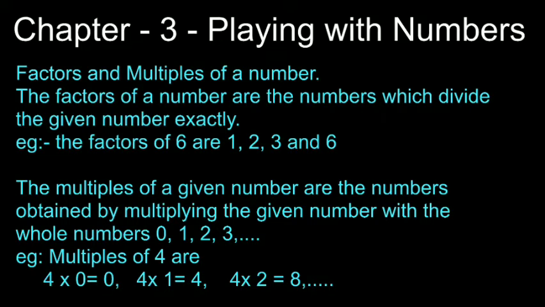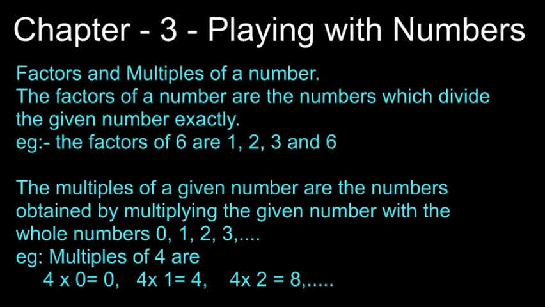Now the multiples of a given number are the numbers obtained by multiplying the given number with the whole numbers 0, 1, 2, 3, etc. For example, multiples of 4 are 4 into 0, 0, and 4 into 1, 4, 4 into 2, 8, 4 into 3, 12, 4 into 4, 16, 4 into 5, 20, etc. Like that it is going on.